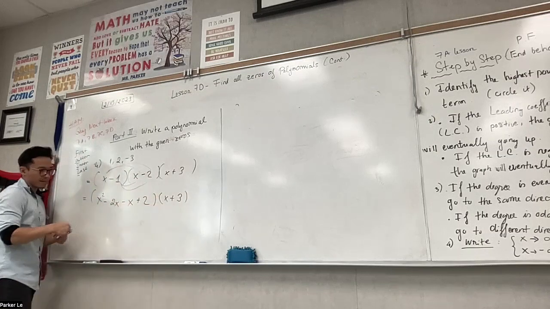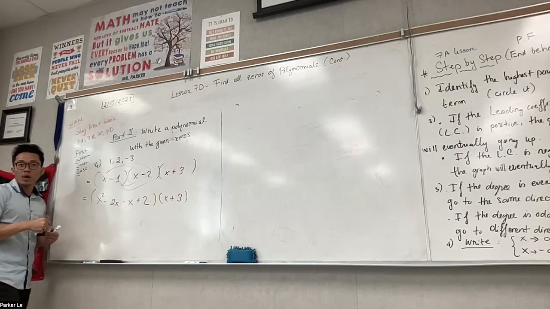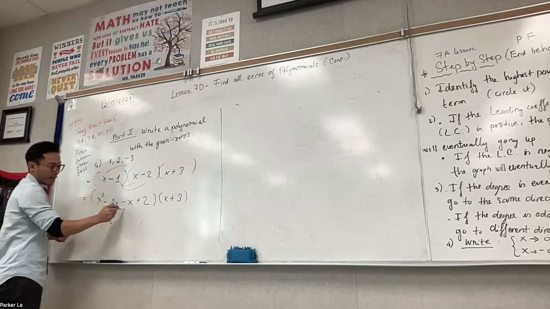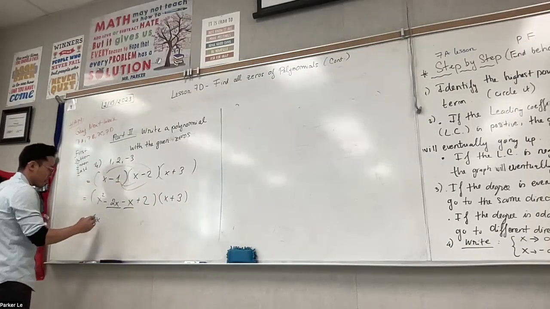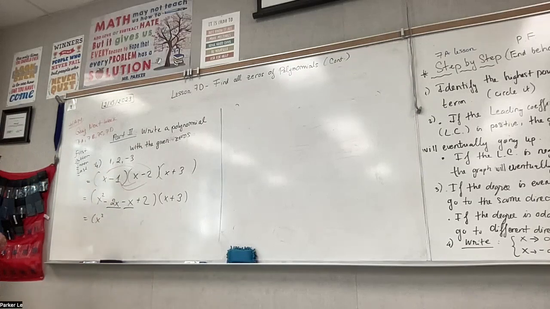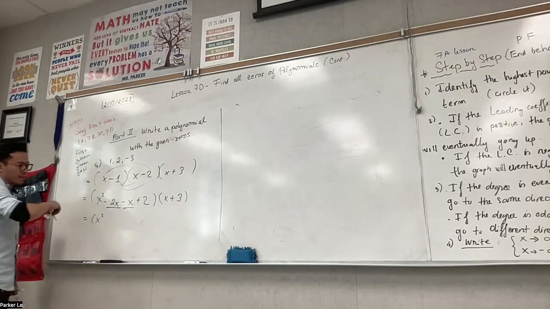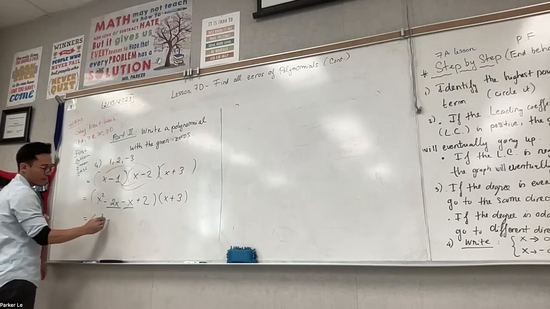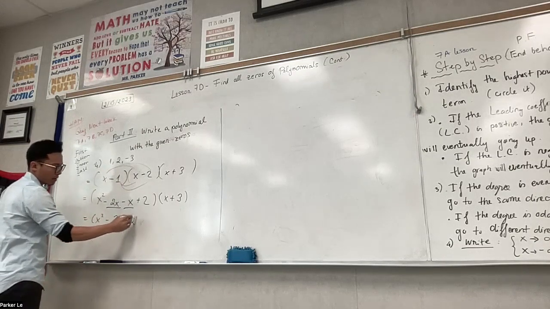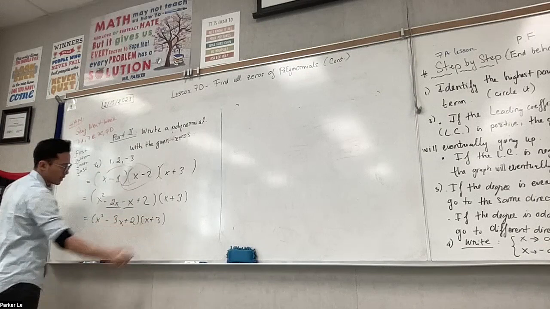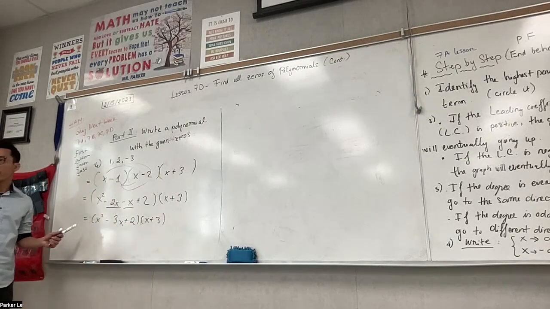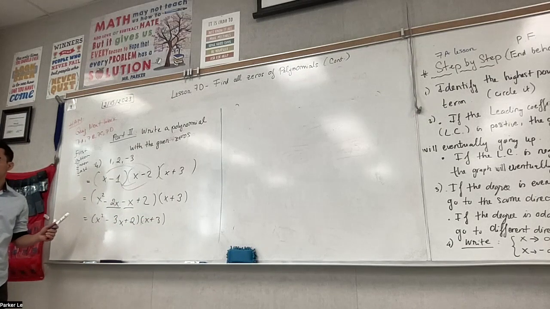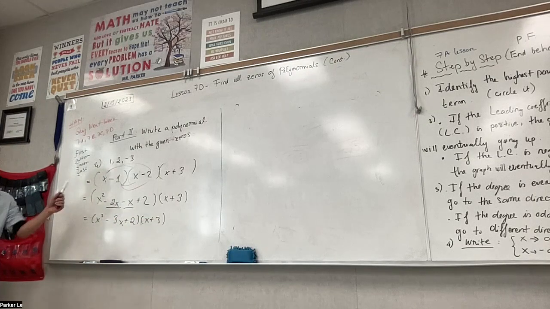And then combine like terms. Which ones can you combine? Negative 2x and negative x. What do you have? Negative 3x. Okay. And now you do what? You just combine it. You need to distribute again.